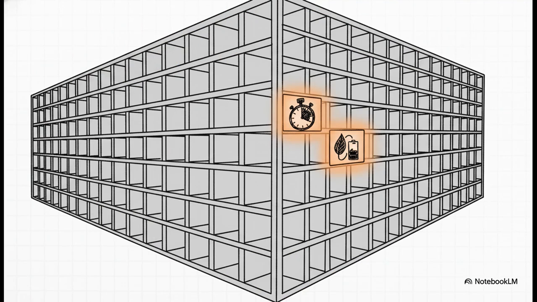Let's try an analogy here. Imagine you have a giant shelving unit with thousands and thousands of little bins. Each bin is specifically for one type of solution. So, for example, you might have one bin for solutions that are really fast, and another one for solutions that are super energy efficient, and so on.